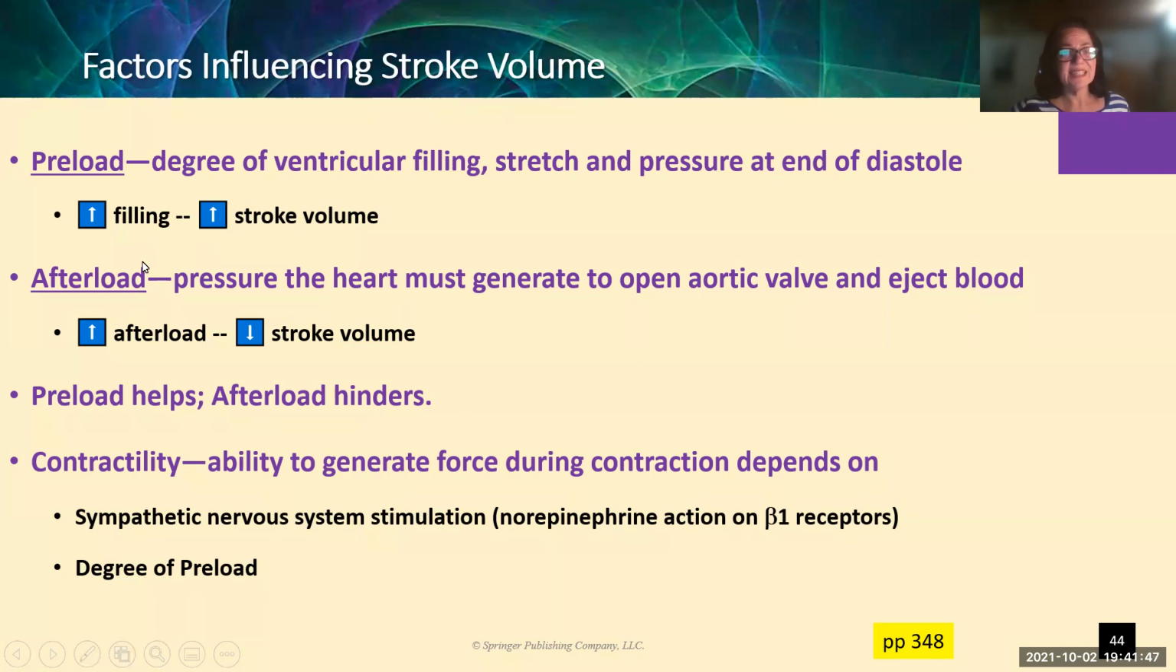Okay, then the other concept is afterload. And it's unfortunate because it sounds like it's just the same thing, but afterload's a little bit different. So afterload is basically the pressure the heart has to push against to get the aortic valve to open.